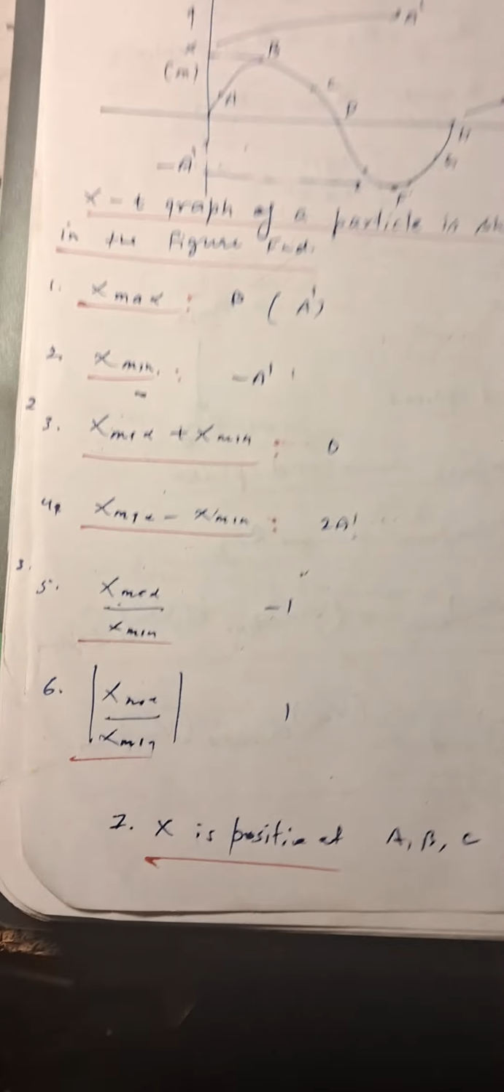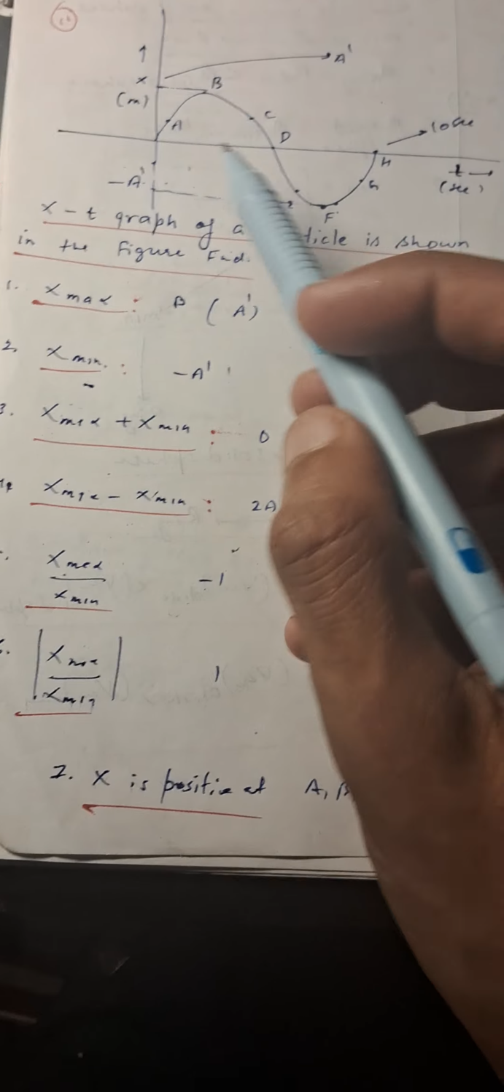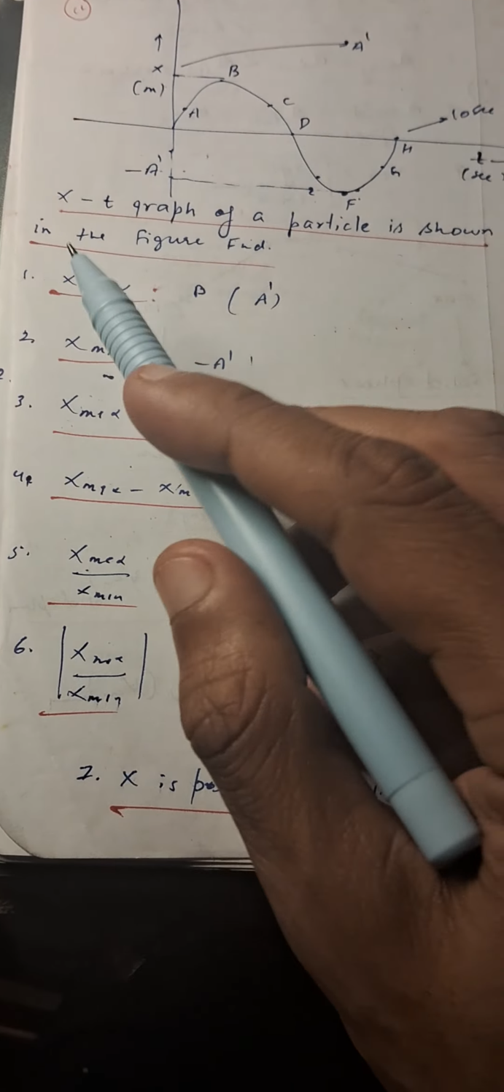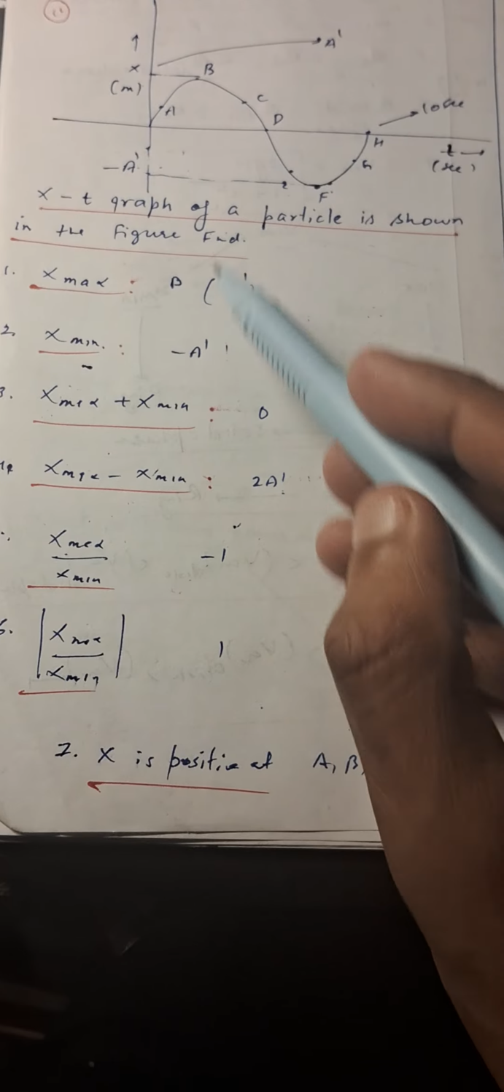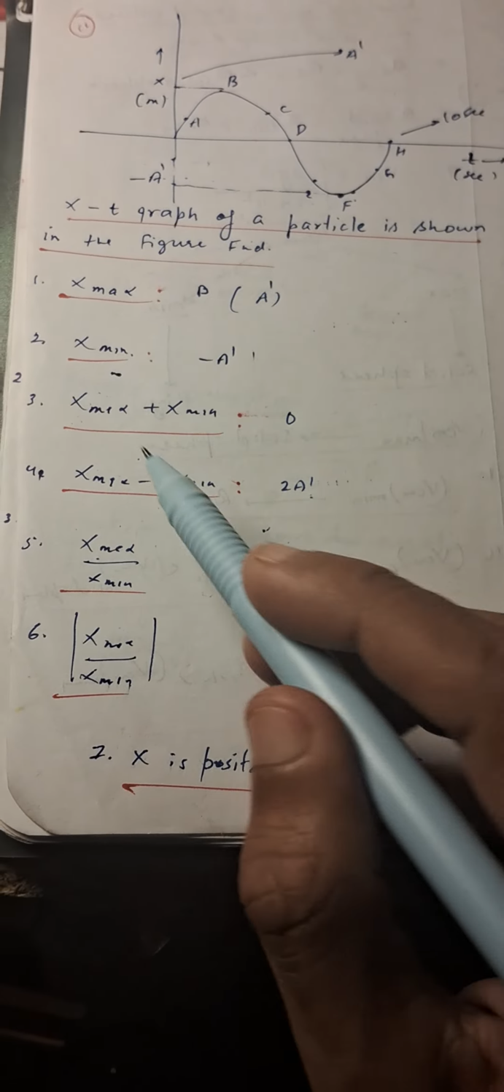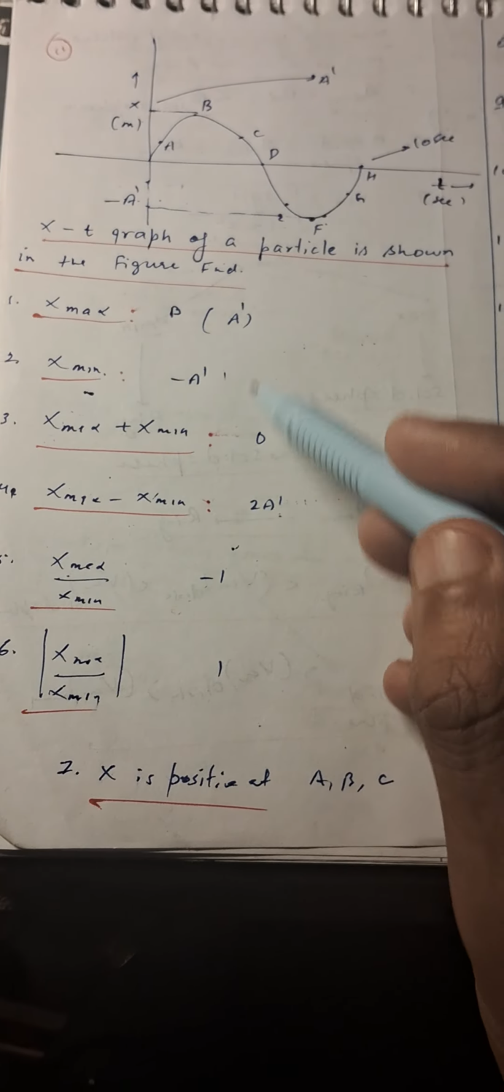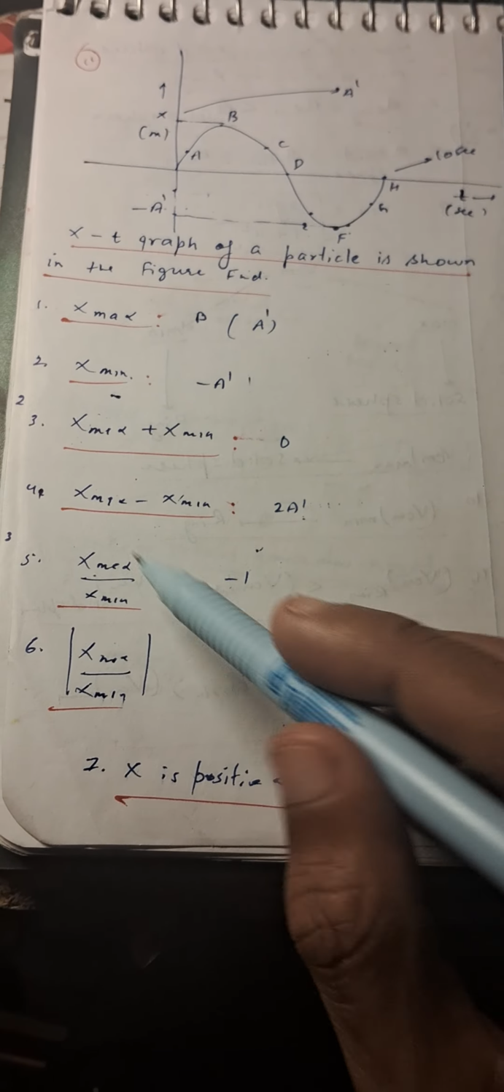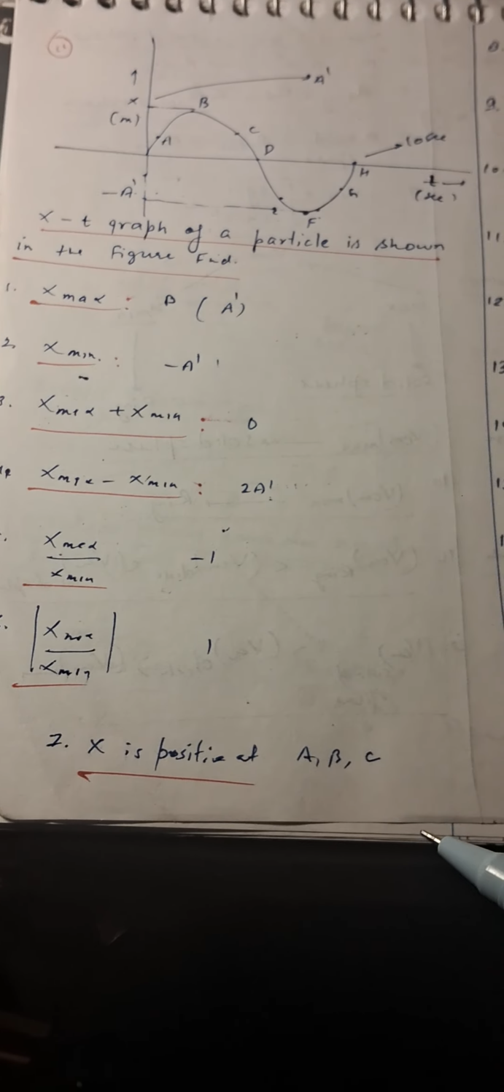Today I'm going to discuss a worksheet on the xt graph and other graphs related to the motion of a particle. Here is the question: a particle is moving along the x-axis and the xt graph is shown in the figure. It's a sine curve and we need to find x max. So x max is a dash, x minimum is minus a dash. If you add x max plus x minimum, it's 0. X max minus x minimum is twice a dash, so the ratio is -1 and the magnitude is 1.